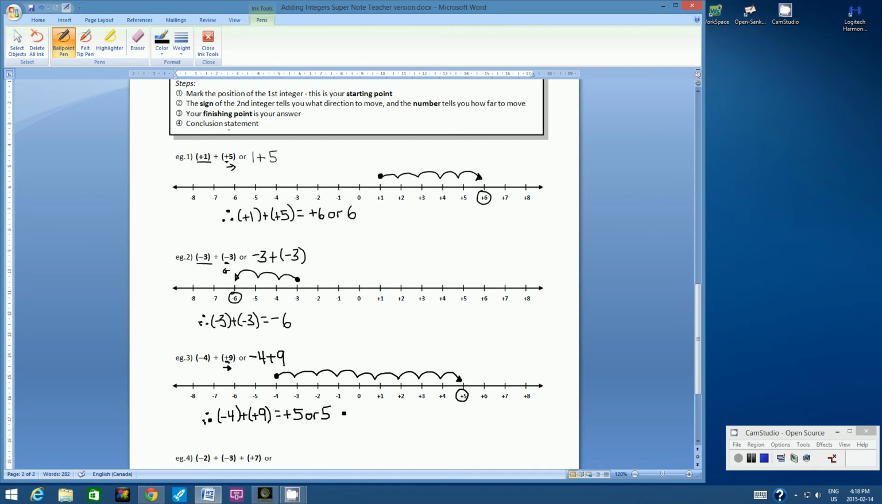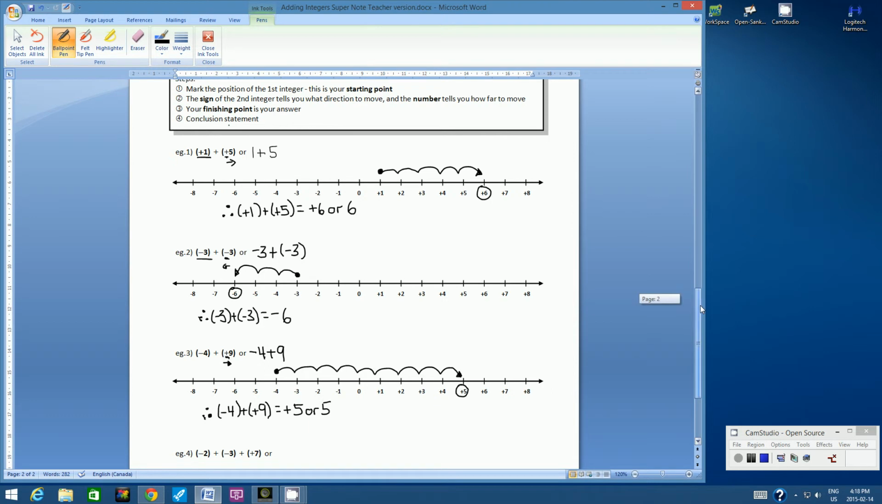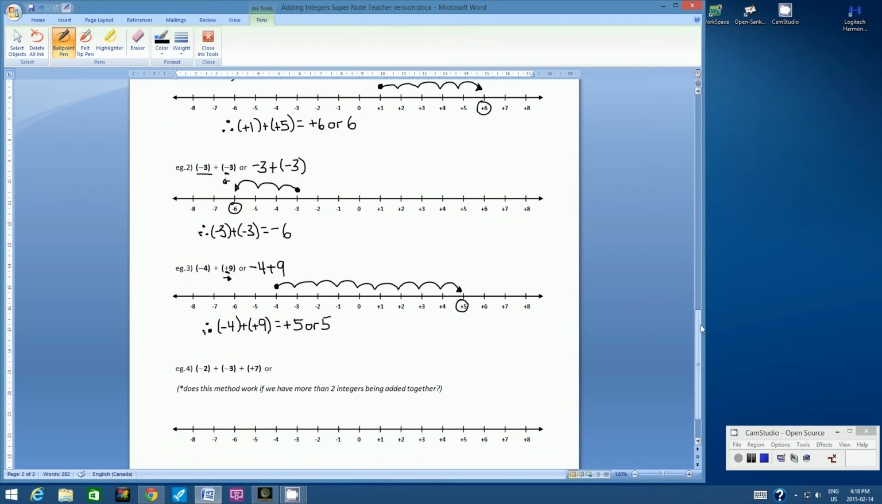Okay, so let's go on to example 4. Example 4, we've got something different here. We've got 3 integers being added together. So the question is, does this method work if we have more than 2 integers being added together? Well, let's test it. First, let's rewrite this statement in standard form.